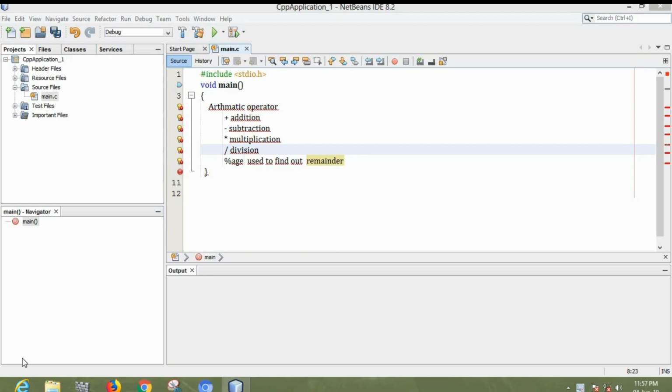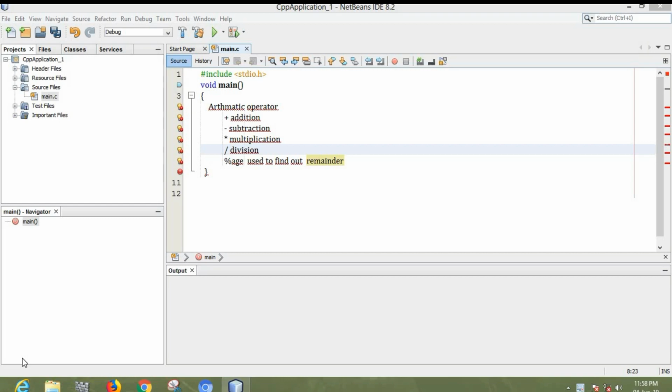Hello, welcome. Right now I'm going to talk about the arithmetic operators that we use in C or other languages. So what are arithmetic operators? We already wrote programs with addition, subtraction, multiplication and division, and the percentage sign is pending, and we will discuss in this tutorial how to use the percentage sign and what it is used for.